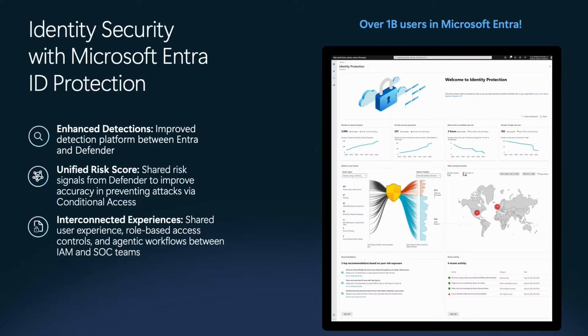Finally, we've got interconnected experiences between the IAM and SOC teams because we need to play as a team. These shared user experiences, role-based access control or RBAC, and agentic workflows between IAM and SOC teams really empower us to do the best work possible, but also ensure that we can respond to threats effectively as the SOC and be able to close the loop back with the identity teams so that we can prevent future attacks from occurring. Our goal here is to shift left as much as possible and prevent the next attack from ever occurring.